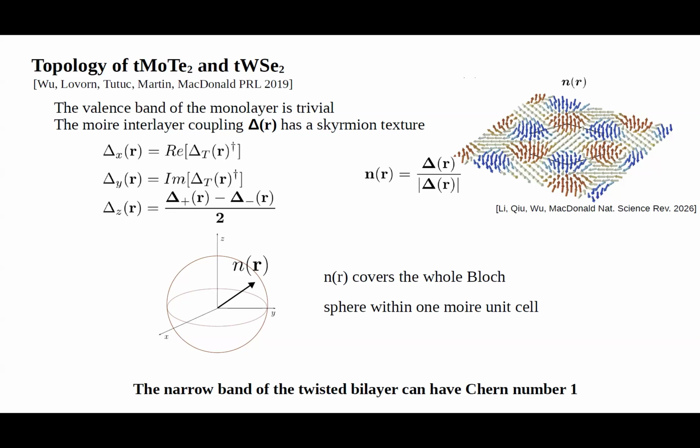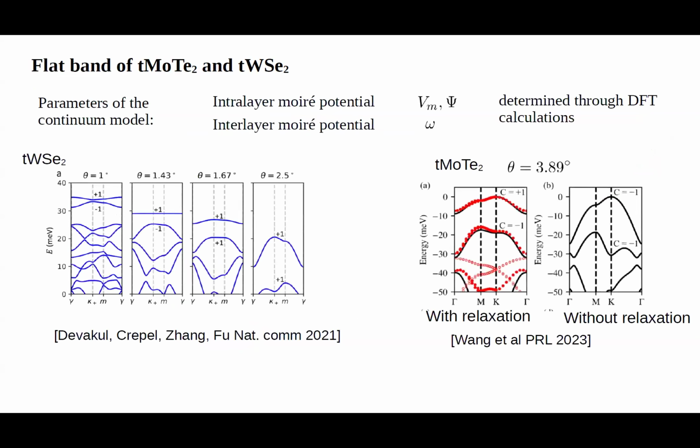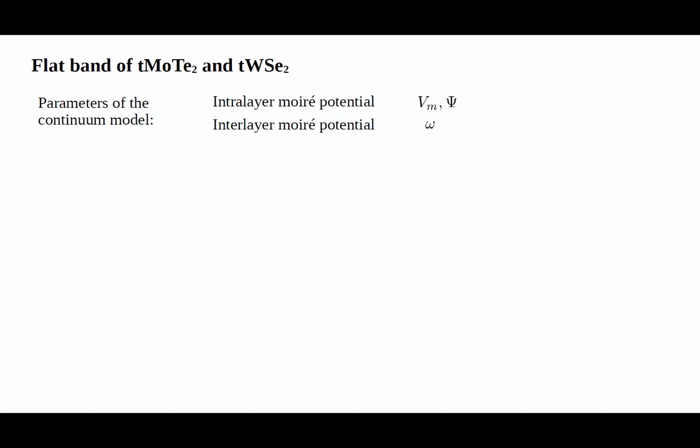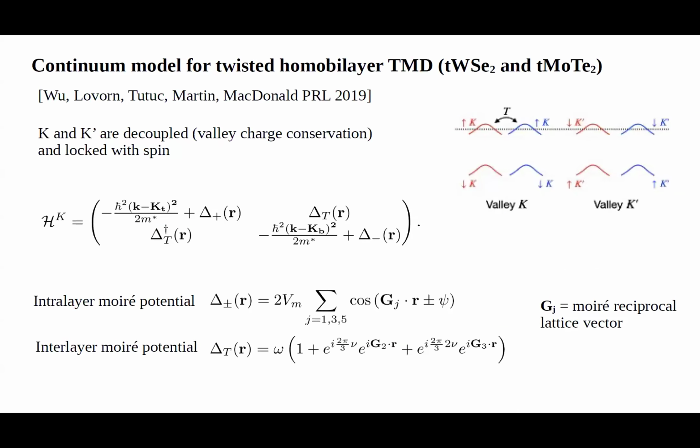Does it help if I go back to the expression of delta T? You have many fewer bands in graphene, and this kind of texture is not there. No, so in graphene you only have this delta T. You don't have the delta plus and delta minus. So you only have the xy term of that vector, not the z term, so you cannot go around the whole sphere.